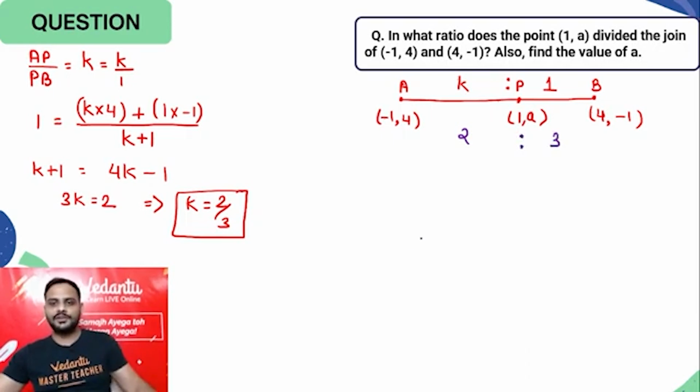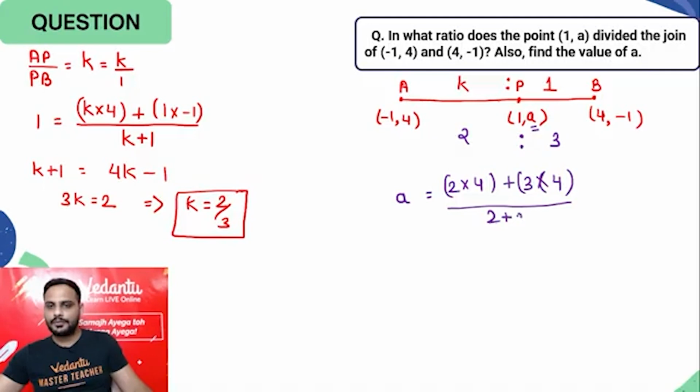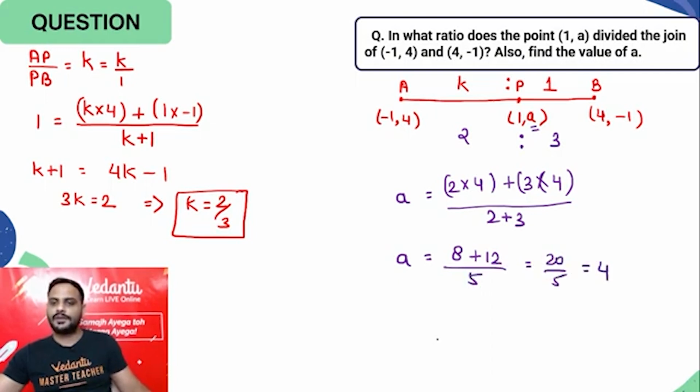Once we know the ratio, again use the section formula for the y coordinate of p. Y coordinate of p is a, so a is equal to 2 into 4 plus 3 into 4, whole divided by 2 plus 3. So a will be equal to 2 into 4 is 8, 3 into 4 is plus 12 divided by 5, so 20 by 5, which is equal to 4. So a is equal to 4, that means coordinates of p is 1 comma 4.